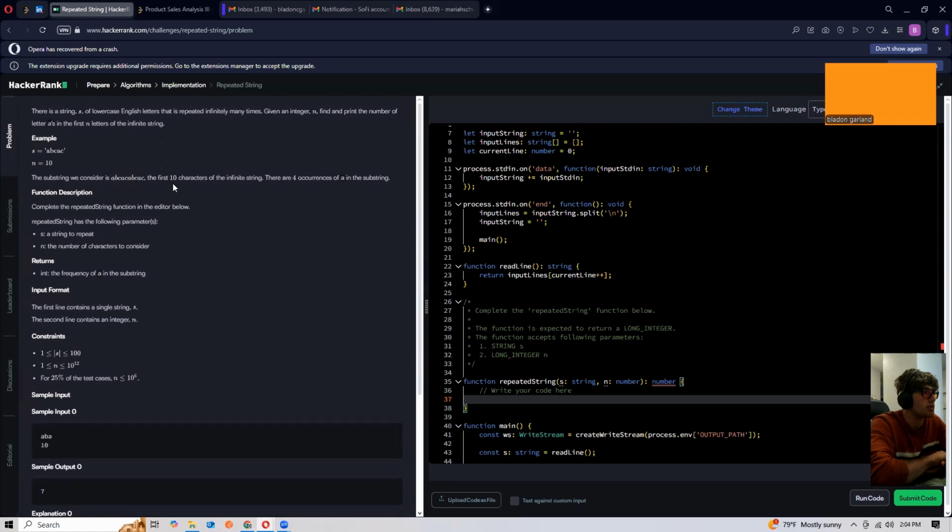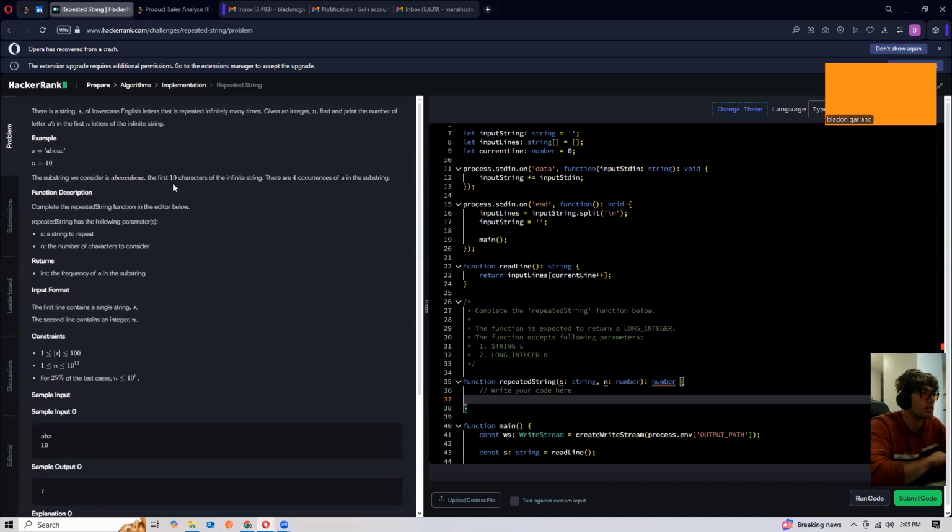It is an easy problem with a 90% pass rate. So the prompt goes: there is a string S of lowercase English letters that is repeated infinitely many times. Given an integer n, find and print the number of letter A's in the first n letters of the infinite string.